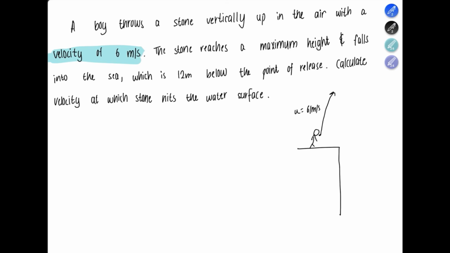The stone reaches a maximum height and then it falls into the sea. Okay, like this, which is 12 meters below the point of release from his hand. Calculate the velocity at which the stone hits the water surface. So what is the final velocity at which it's hitting the surface?